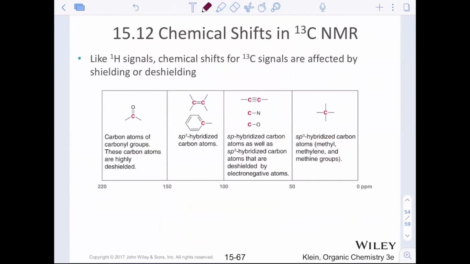Like the proton signals, chemical shifts for carbon-13 NMR are affected by shielding or de-shielding. Again, the same way, sp3 hybridized carbons are usually down here at the 50 to 0 ppm range. And then sp and sp3 hybridized carbons de-shielded by some electronegative atoms appear in the middle. So our triple bonds and carbons to nitrogens, carbons to oxygens. sp2 hybridized carbon atoms are between 100 and 150 ppm. And then our carbonyl compounds are between 150 and 220.